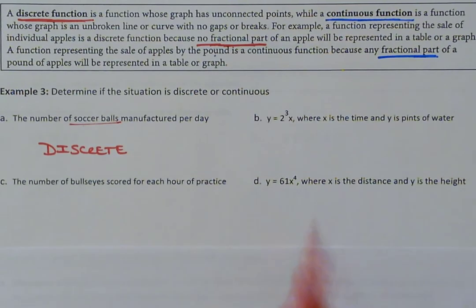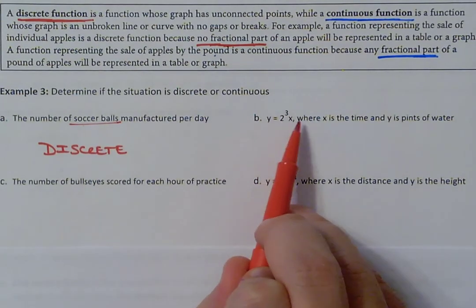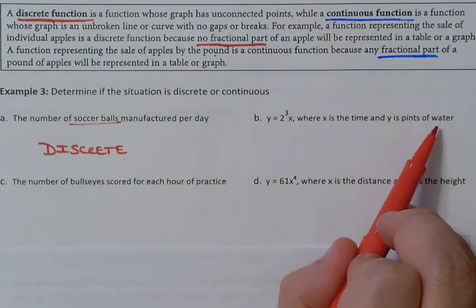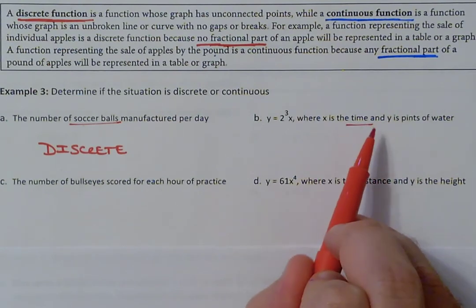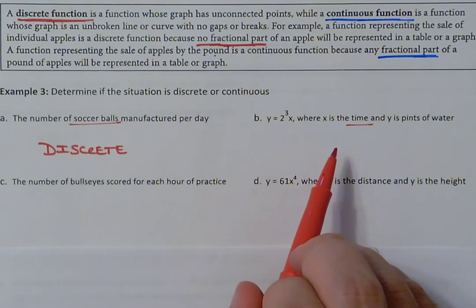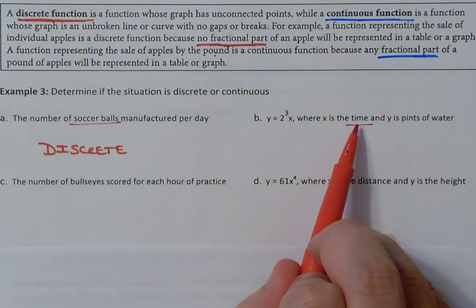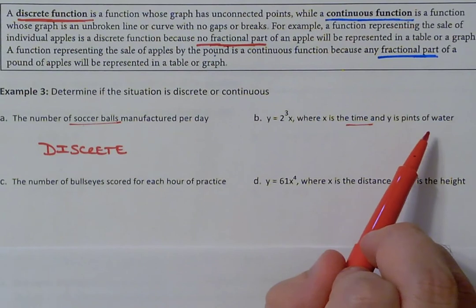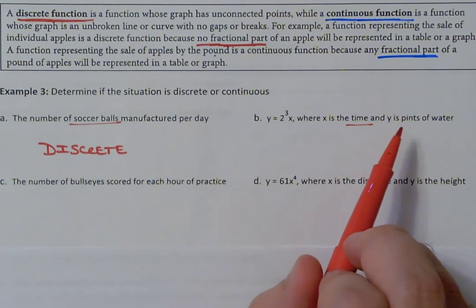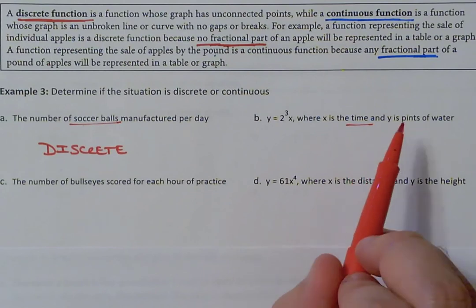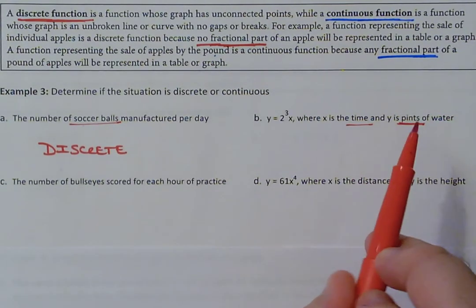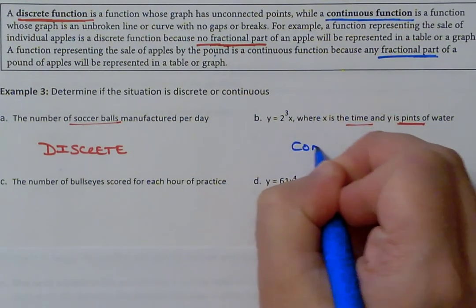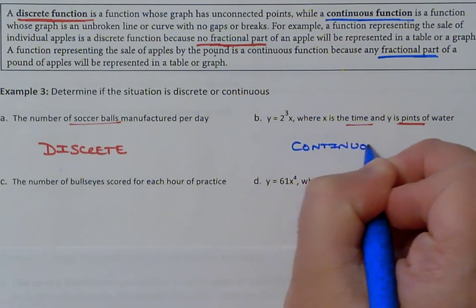Alright, if we look at B, so we have y equals 2 to the power 3x, where x is time and y is pints of water. So, can you have partial time? Can I have a half hour? Yes. So I can have half the amount of time, so I can have a fractional part. Can you have a fractional amount of water? Can I have half a pint, 3/4 of a pint, 1 pint, 2 pints? Yes, because I can have a fractional part of pints. That makes this a continuous function.